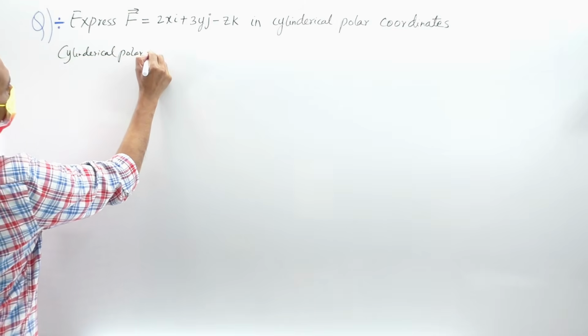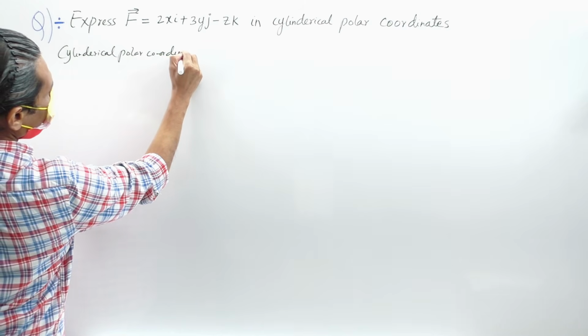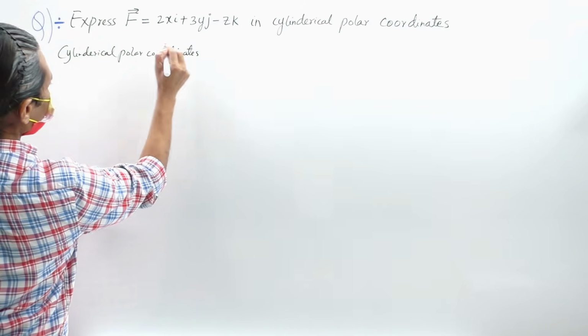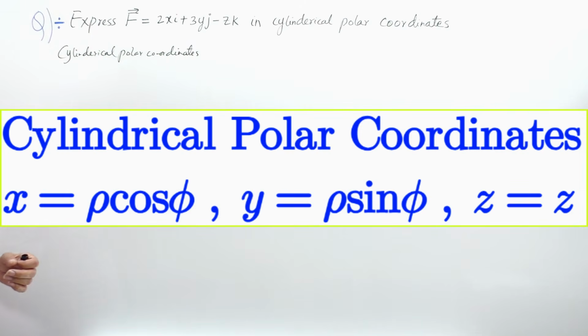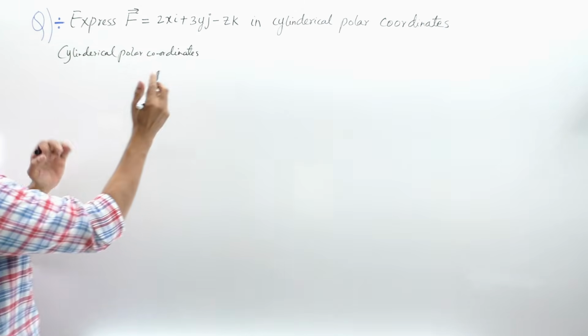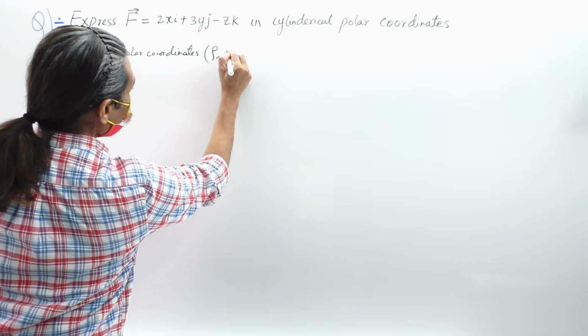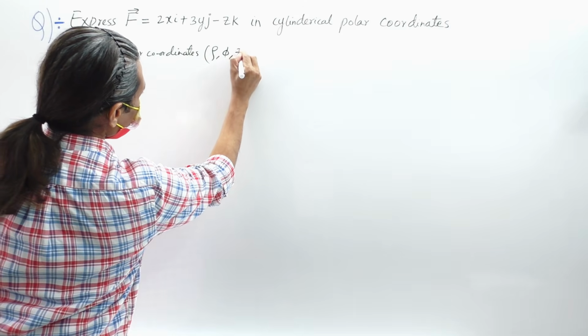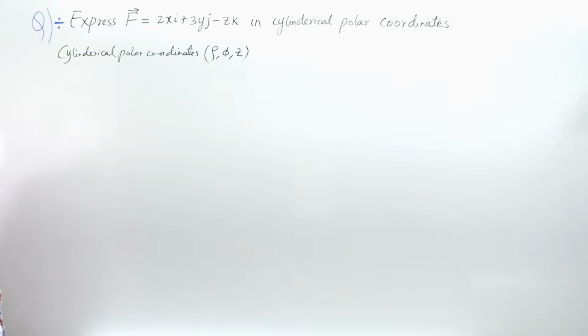Now, coming back here, we have the cylindrical polar coordinates. The spherical was r, theta, phi; cylindrical is rho, phi, z. Rho, phi and z.